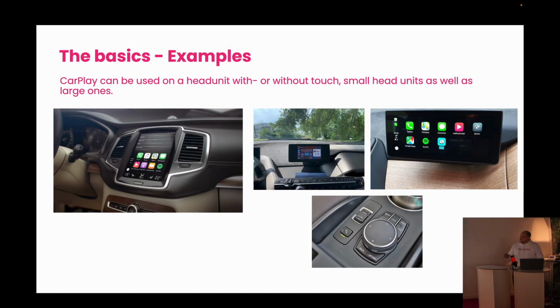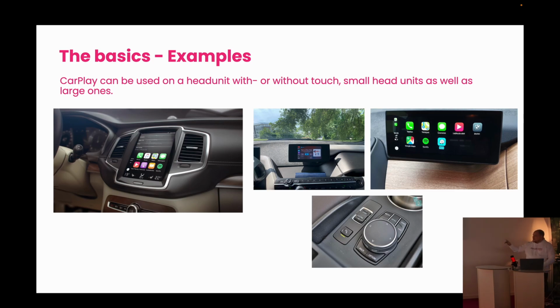Here are a few examples of CarPlay head units. On your top left there, we have a Volvo XC90, which has a touch-based CarPlay unit. You can swipe on it, you can touch the different icons, and you can scroll through lists that are on there. And to your right, the three images here, that's a BMW i3, which does not have a touch screen, but you control that instead with the scroll wheel that's in between the front seats.